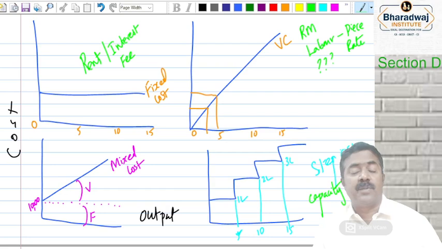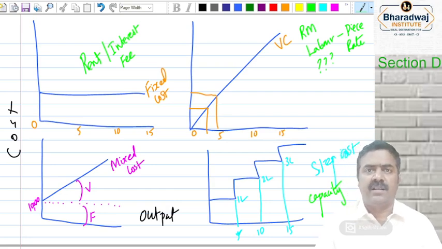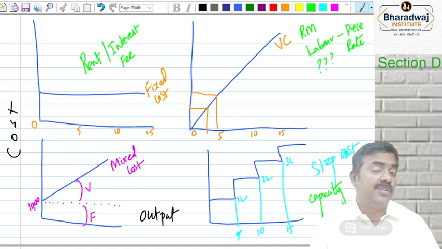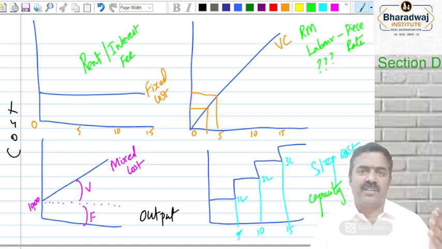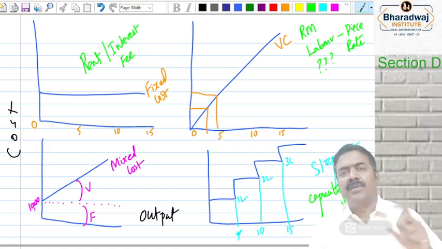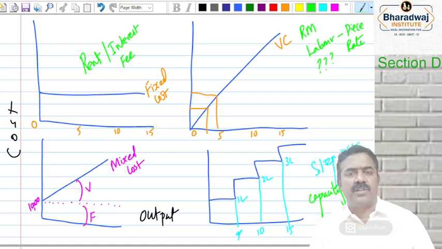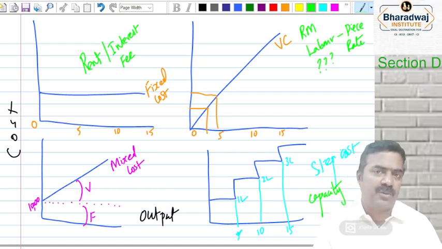Okay, after 6 months, I find demand is increasing. It may be 5,500 or 6,000 or 7,000, 8,000, 10,000. Will I do it with one machine or two machines? Two machines. When I go for two machines, the rental will become 2 lakhs. With two machines, I can manufacture from 5,001 to 10,000.